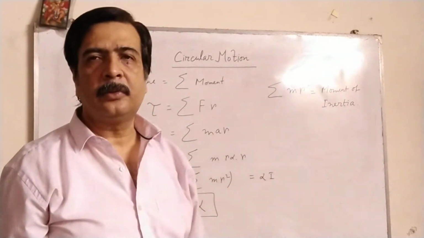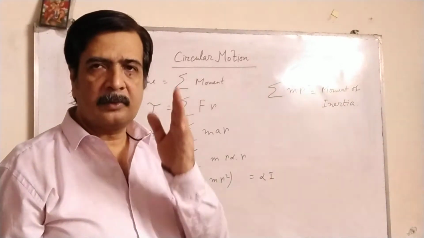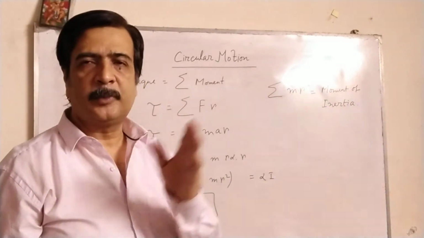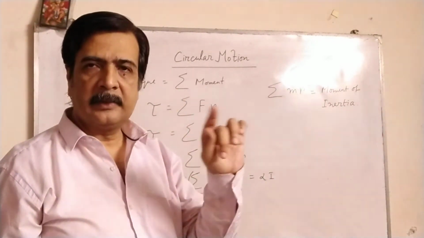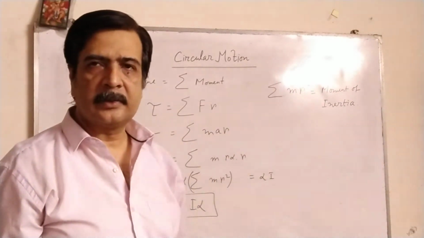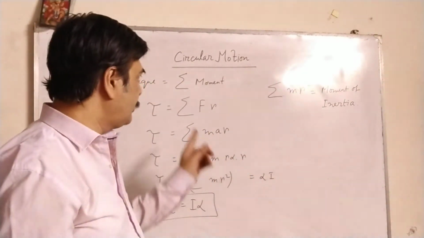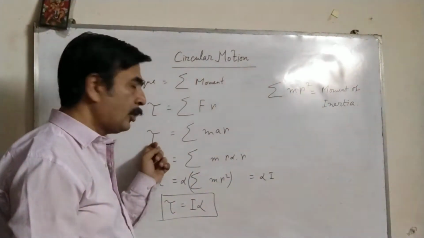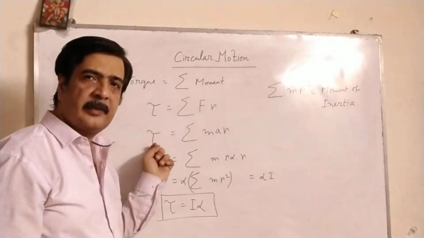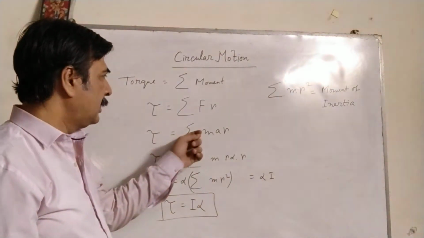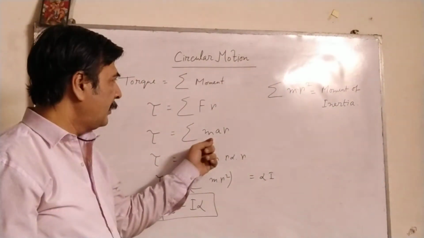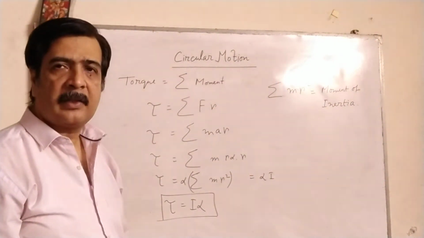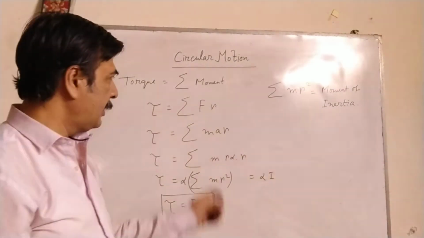Moment is force into the perpendicular distance from the line of action of force up to the fixed point about which the body rotates. So F into R. Moment is equal to F into R. And torque is represented by tau. Tau is equal to sigma m a. We know force is equal to m a according to Newton's laws of motion, so m a into R.